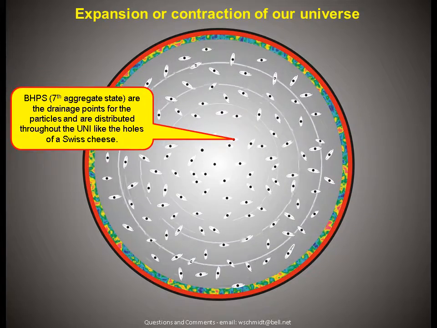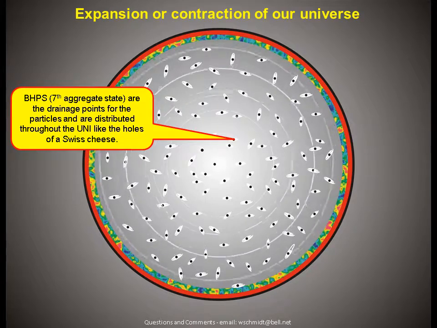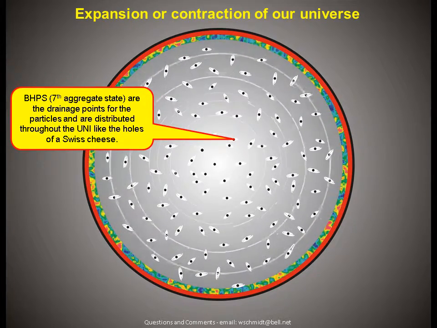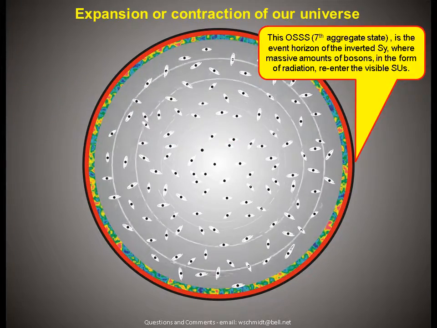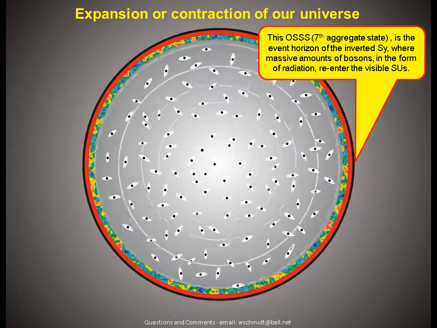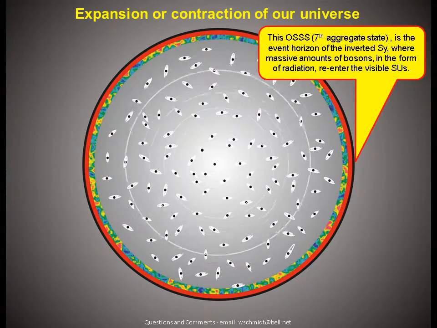Black holes point singularity 7th aggregate state are the drainage points for the particles, and are distributed throughout the universe like the holes of a Swiss cheese. This outer spherical shell singularity 7th aggregate state is the event horizon of the inverted singularity, where massive amounts of bosons, in the form of radiation, enter the visible subuniverses.